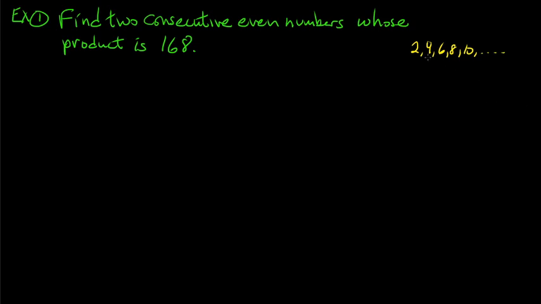So it's not 4 and 10. Those aren't consecutive. Consecutive means one right after the other. So 6 and 8 are consecutive, but the product of those, 6 times 8, is 48, so it's not 168. Those aren't the answers. Now, we're just guessing. It's not 8 and 10, because 8 times 10 is 80, and it's not 168. So you get the idea. We can keep going. Maybe we'll get there eventually.